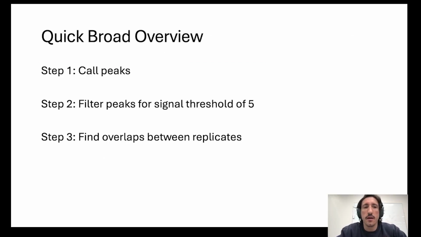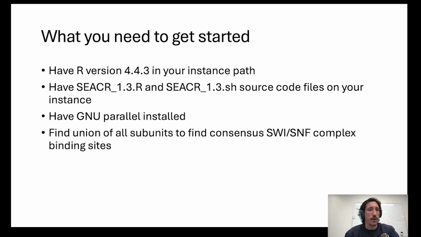Okay, so just taking a quick broad overview of what we're going to be doing today. First, we're just going to simply call peaks. Step two, we're going to filter peaks for a minimum signal threshold of 5, and you'll understand and see why I'm doing that later. And lastly, we're going to be finding the overlaps between the two replicates that we sequenced. And so we just want to keep the peaks that we are confident have been seen in two different replicates.